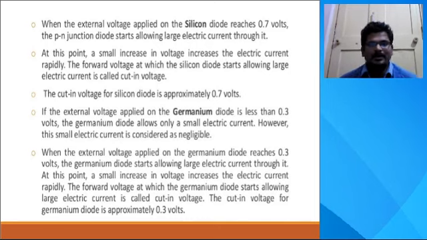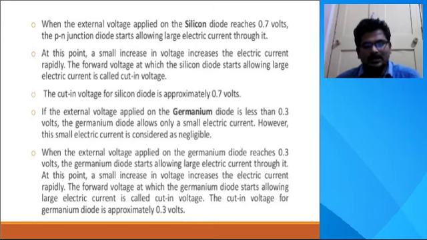At this point, a small increase in voltage increases the electric current rapidly. The forward voltage at which the silicon diode starts allowing large electric current is called cut-in voltage. The cut-in voltage for silicon diode is approximately 0.7 volts.